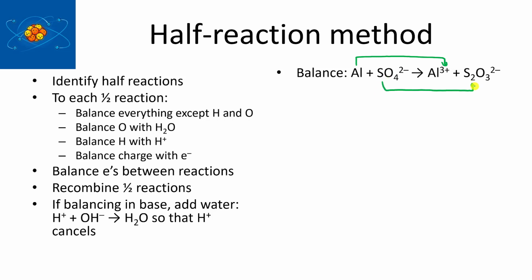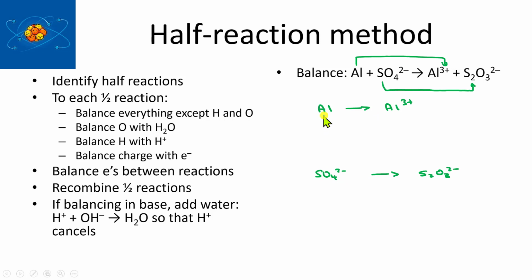We just look to see the composition of the substances, and we put like things together. So I'm going to go like this. Aluminum makes Al3+, and then I'm going to write down here SO4 2- makes S2O3 2-. Now, the first thing that you're going to do is balance anything that's not hydrogen and oxygen.